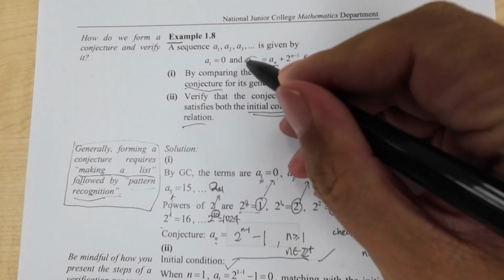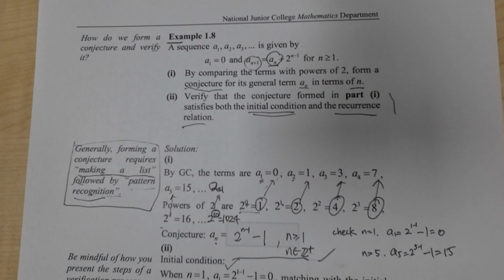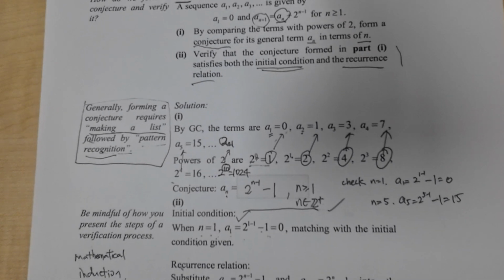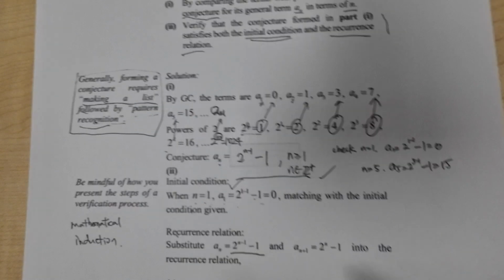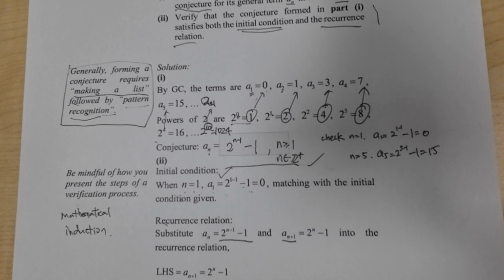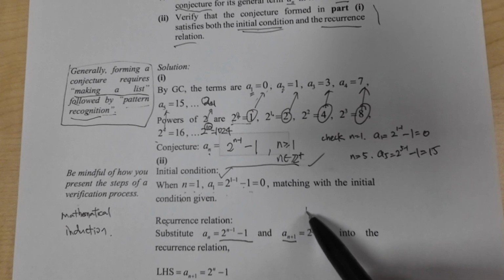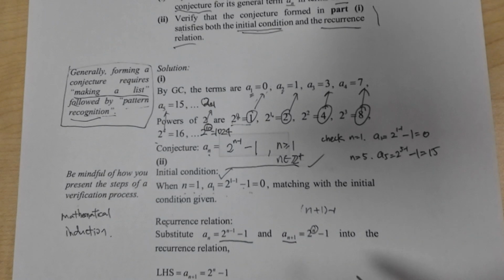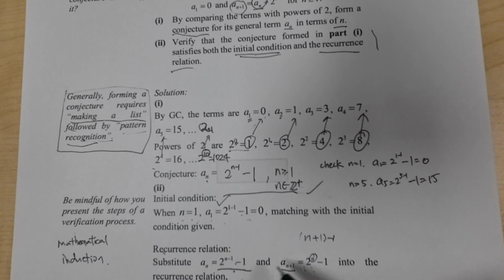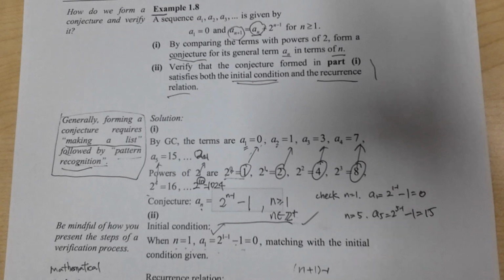We need to substitute both a_{n+1} and a_n, right, with the conjecture that we proposed in part 1. So for a_n, we proposed that a_n will just be 2 to the power n minus 1 minus 1. But for the term a_{n+1} in the recurrence relation, n is replaced with n plus 1. That's why this power is n plus 1 minus 1, which is n. Okay, so we are supposed to substitute both terms into the recurrence relation and see whether the left hand side and right hand side are equal.